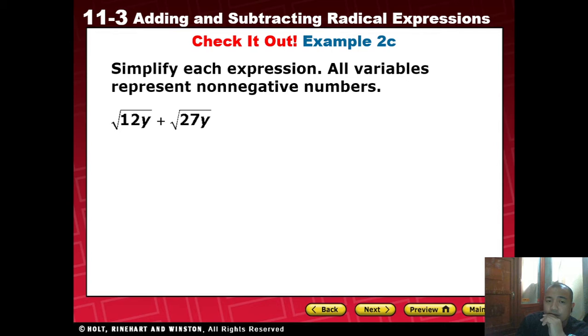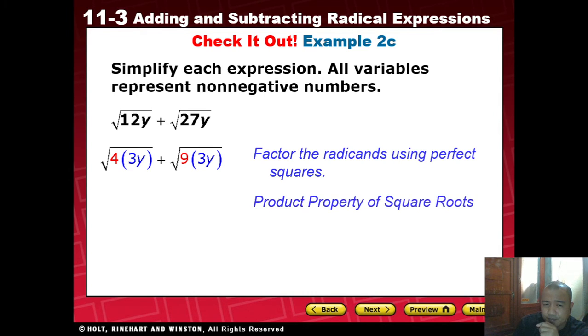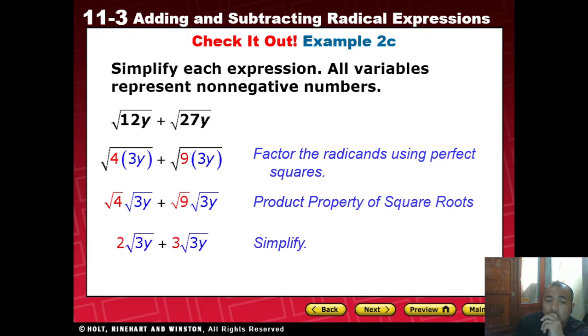Hit next. Square root of 12y plus square root of 27y. Factor the radicands using perfect squares. Square root of 4 times 3y. And the square root of 27y, square root of 9 times 3y. By the product property of square roots, square root of 4 times square root of 3y plus square root of 9 times square root of 3y. That means, let us simplify: 2 square root of 3y plus 3 square root of 3y.